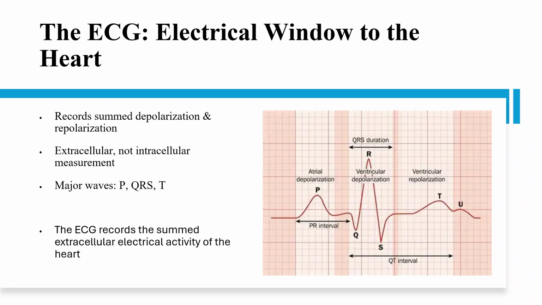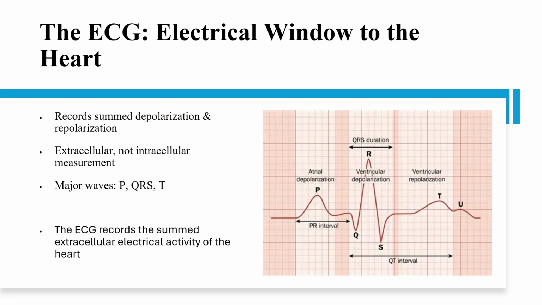Now let's decode the key landmarks you'll always see on a standard ECG. The P wave represents atrial depolarization. The QRS complex reflects ventricular depolarization. The T wave shows ventricular repolarization. Now together, these three deflections, the P, QRS, and T, form the rhythm of every heartbeat: electrical excitation, contraction, recovery, readiness for the next cycle.